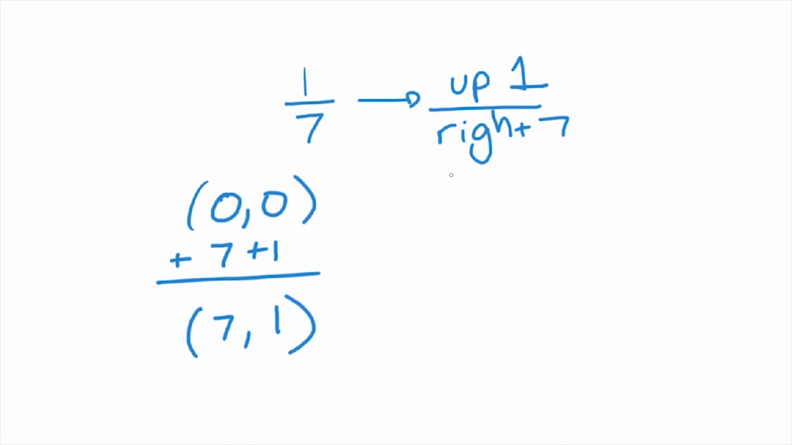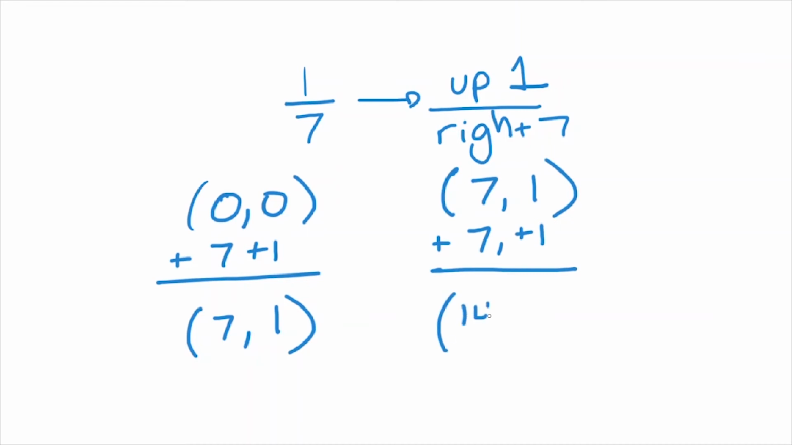So let's go ahead and apply the slope again, this time with the point 7, 1. That's going to give us 14, 2, which is the answer.